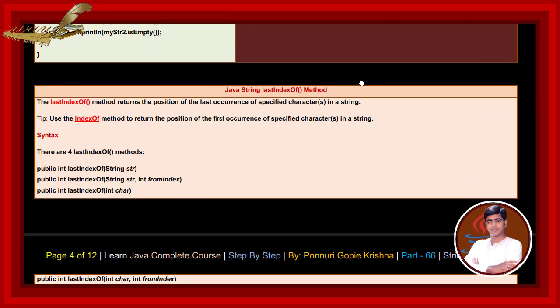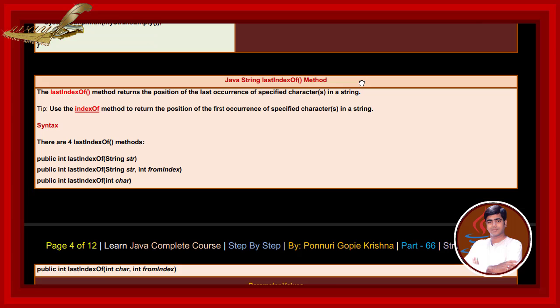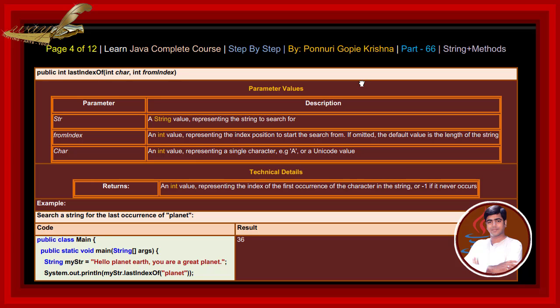Java string lastIndexOf method. The lastIndexOf method returns the position of the last occurrence of specified characters in a string. Use the indexOf method to return the position of the first occurrence of specified characters in a string. There are 4 lastIndexOf methods: public int lastIndexOf(String str), public int lastIndexOf(String str, int fromIndex), public int lastIndexOf(int character), public int lastIndexOf(int character, int fromIndex). Parameter: str, a string value representing the string to search for.